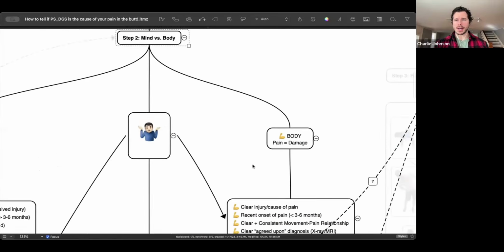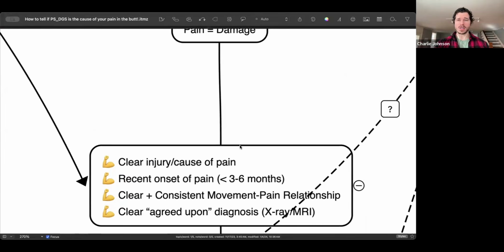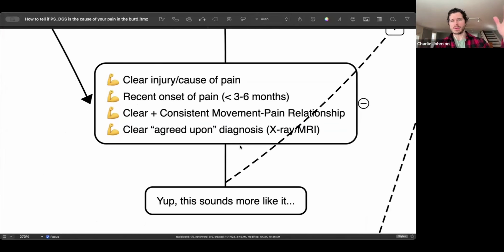All right, now let's talk about the body. This is where most of the world will fall, at least within their current understanding or worldview of what pain is and what it means. Pain equals damage. There's got to be a disc problem. There's got to be an SI joint problem. That's what I was told. I believe it.